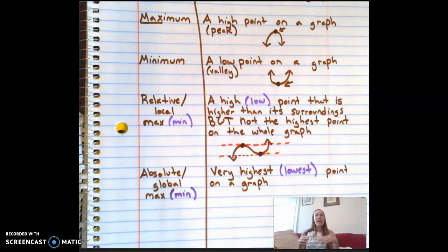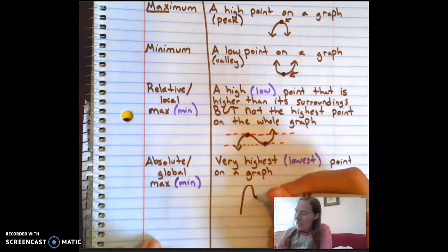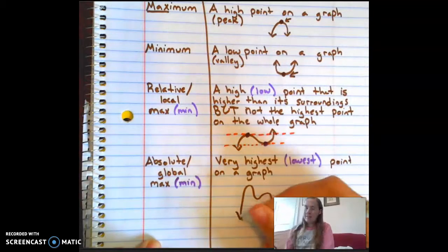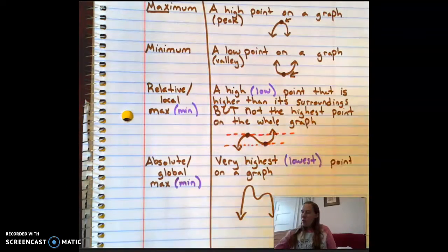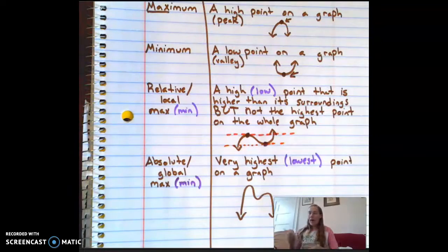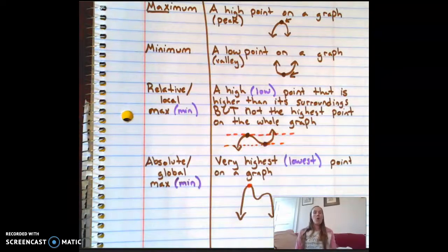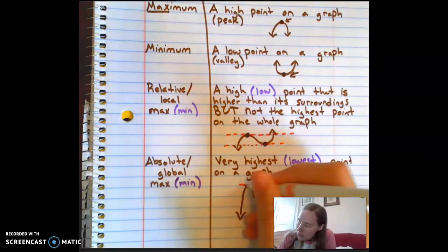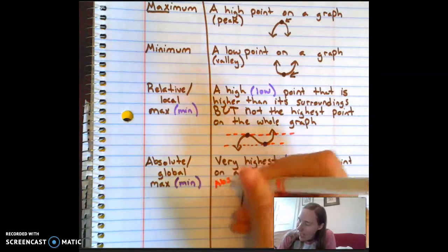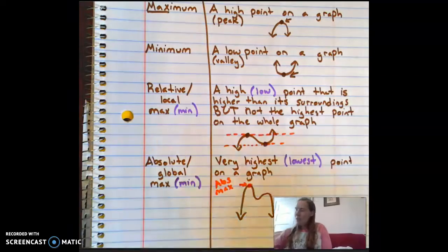So in the relative, there's points that were higher or lower, but with absolute, there's not. So let's say we see a graph, and it looks something like this. Well, we can see that there's 2 points that are high right there, but this point is the highest. There's no points that go above it, so this point right here is the absolute maximum. There's nothing else on the graph that goes higher.